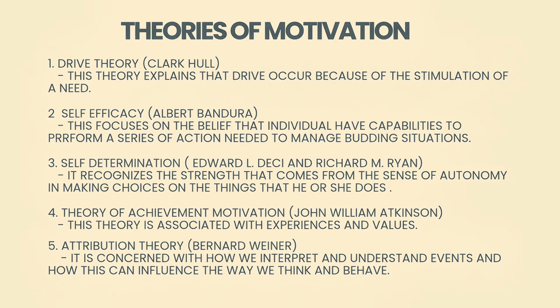Fourth is the theory of achievement motivation by John William Atkinson. This theory is associated with experiences and values, wherein success needs belief and value. The fifth theory is the attribution theory by Bernard Weiner. It is concerned with how we interpret and understand events and how this can influence the way we think and behave, wherein it explains successes and failures.